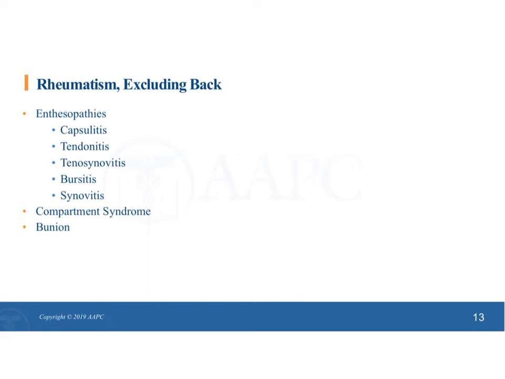Bursitis is kind of a catch-all term describing inflammation of the bursa, which are small fluid-filled sacs in the joints. Synovitis is inflammation of the synovial membrane of a joint. This term is often used synonymously with arthritis. All of these disorders are coded by their location on the body.